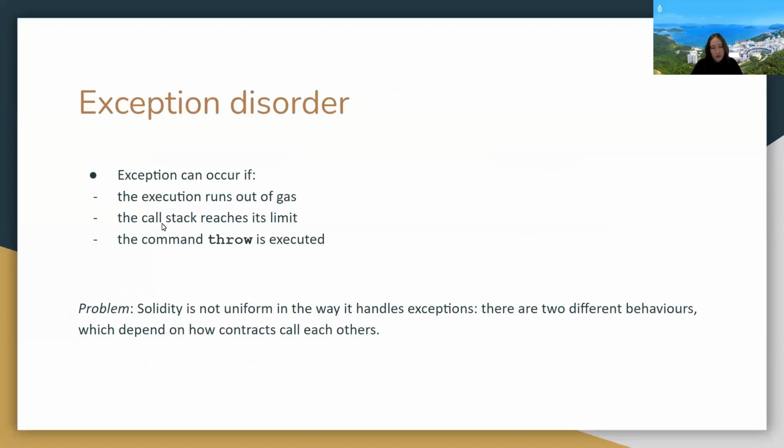Even when you write some require statements in the contracts, and the require statement is not satisfied, an exception is also thrown. Here the problem is that Solidity is not uniform in the way it handles exceptions. It doesn't have one rule for handling all of the exceptions. So when writing the contract, you must be careful about this. It really depends on how contracts call each other, and based on that, raised exceptions might have different results.